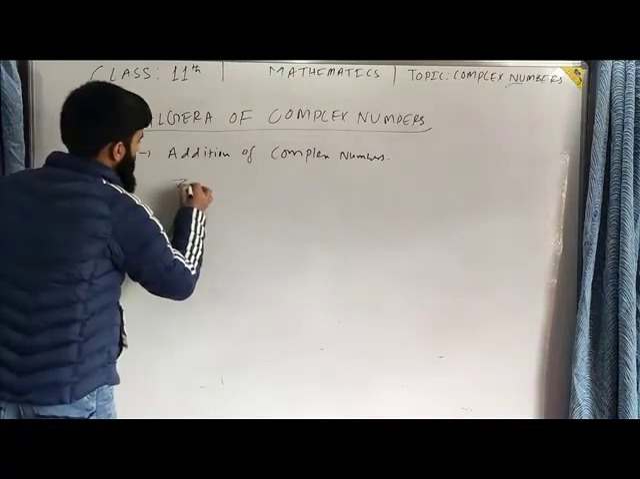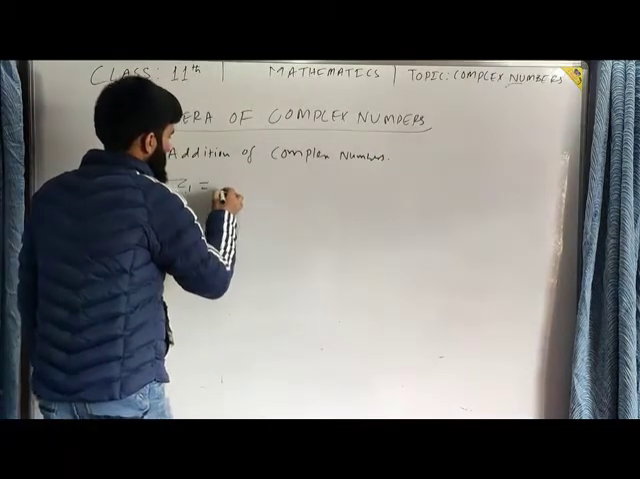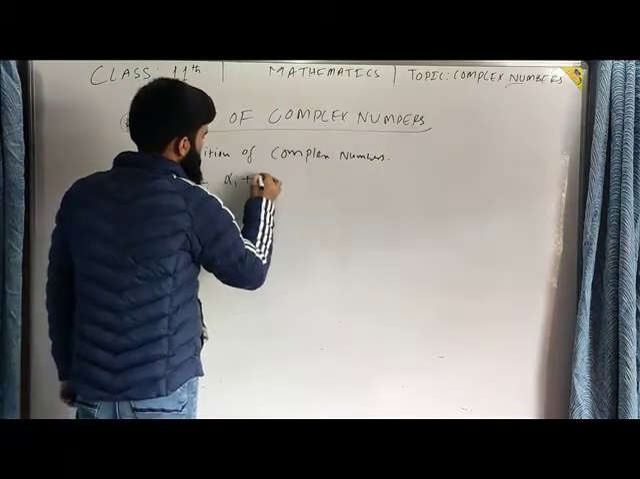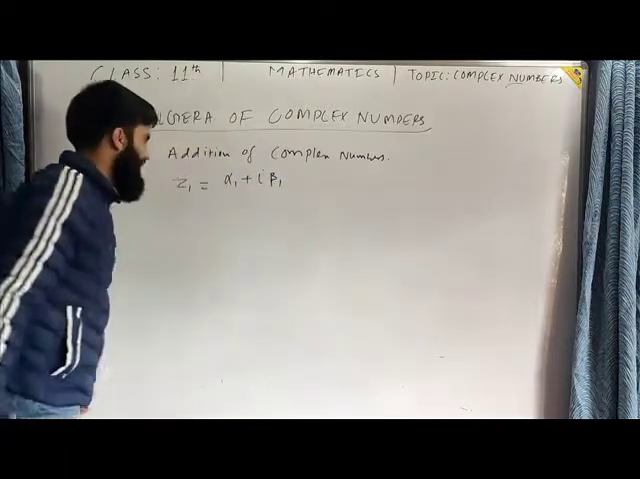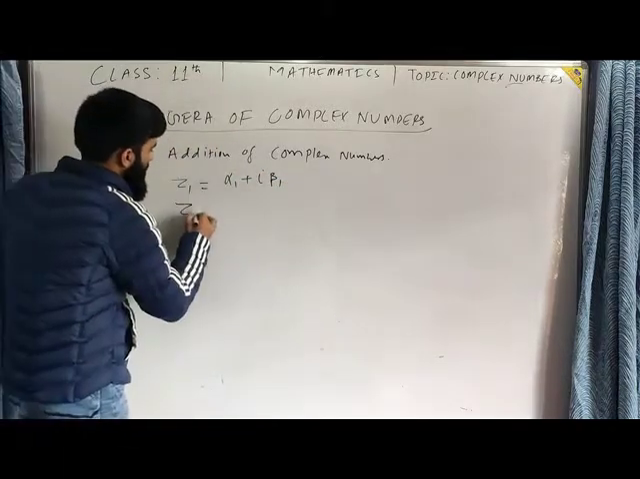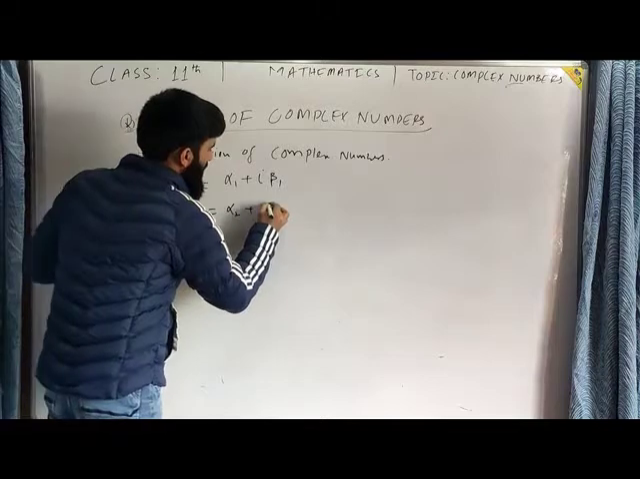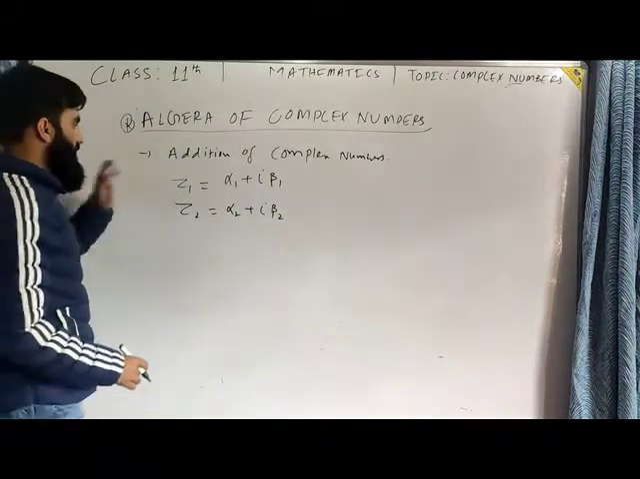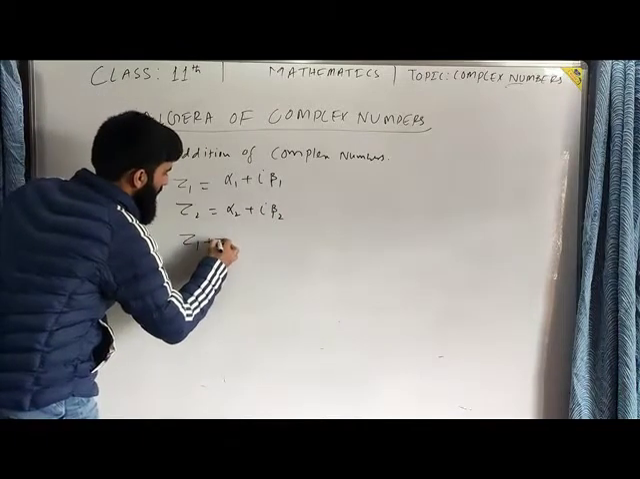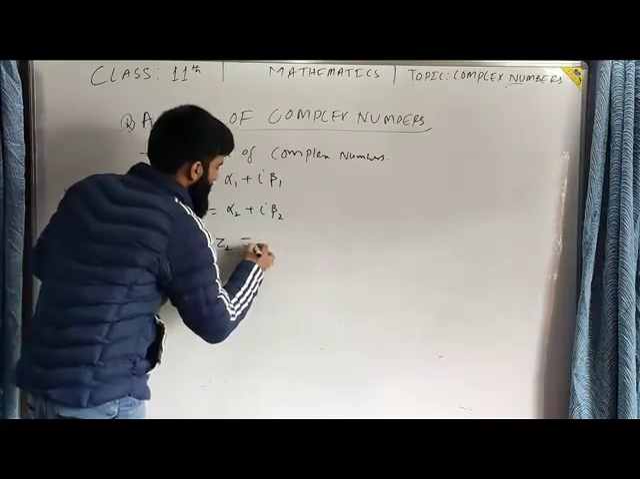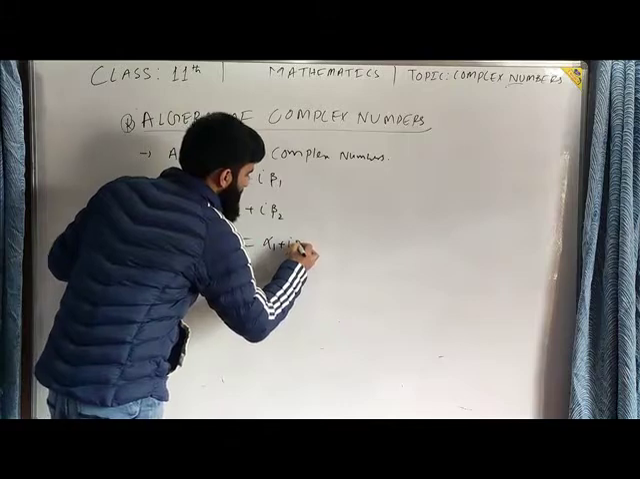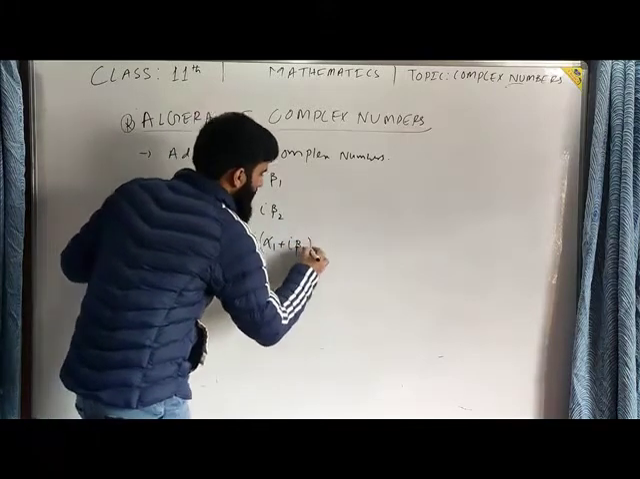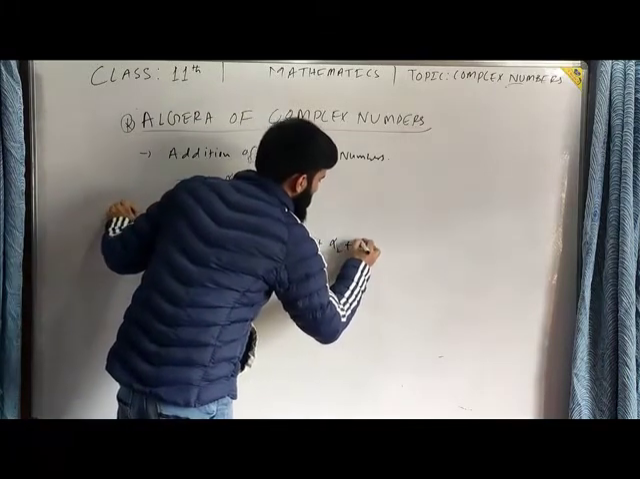So if we have Z1, that's alpha 1 plus iota times beta 1. This is the Z1. And we have Z2 here, that is alpha 2 plus iota times beta 2. Then we have to add them. Now we have to take their sum, Z1 plus Z2. What will that be? That will be alpha 1 plus iota times beta 1, plus alpha 2 plus iota times beta 2.